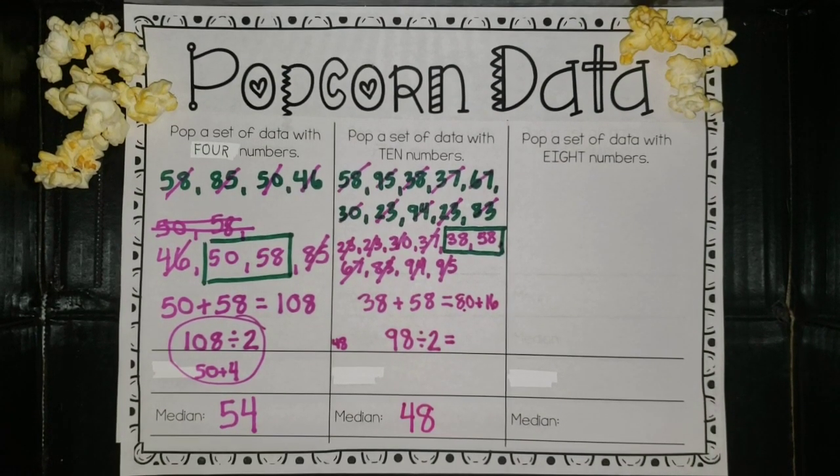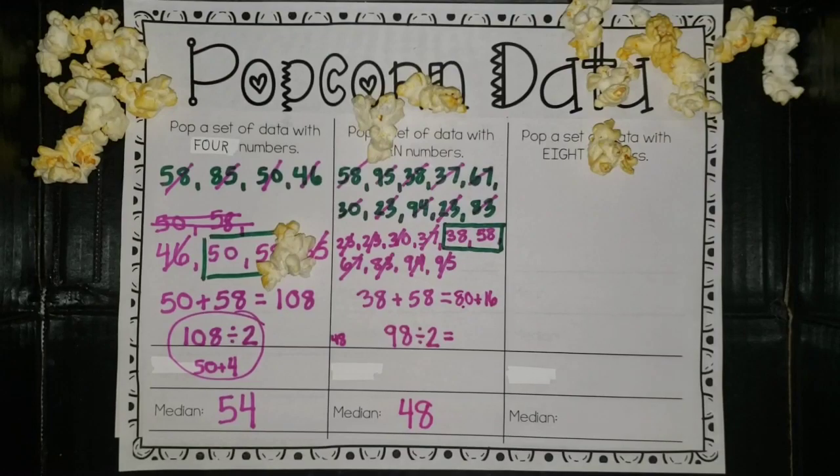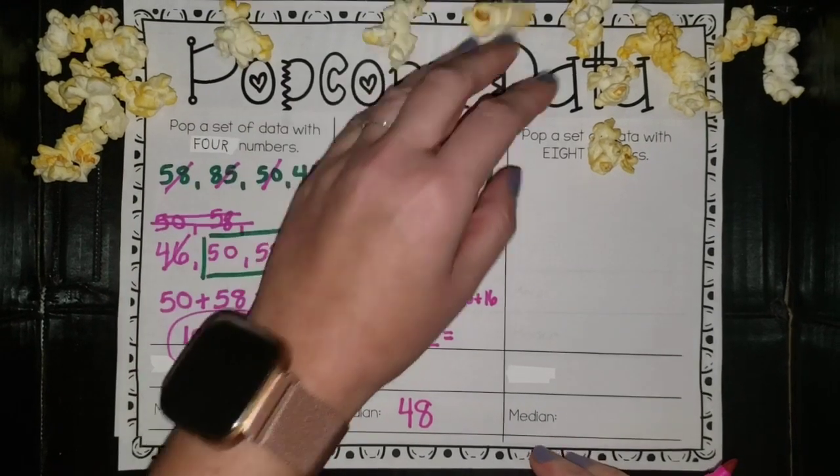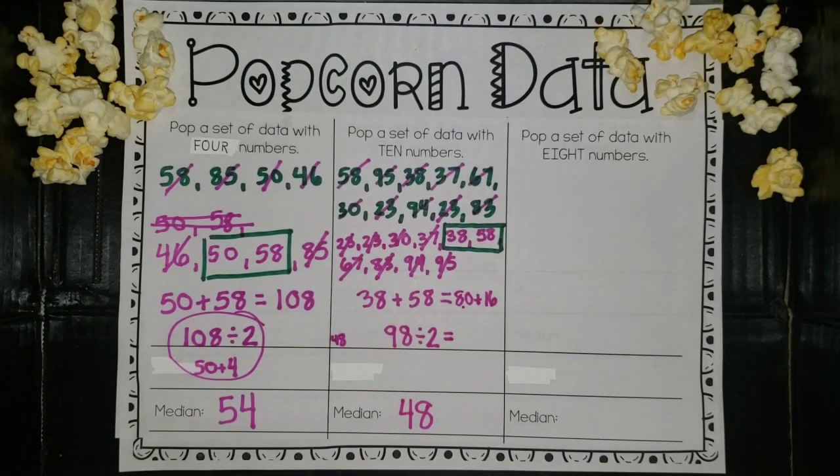You know what? 48 was the correct answer. Let's celebrate. Yay! All right. I know that was a little corny, or maybe popcorny. Anyway, let's continue one more time with our set of data with 8 numbers. But to speed things up and move them along, I'm just going to give you those numbers right now. We'll skip the popcorn bowl until the end.